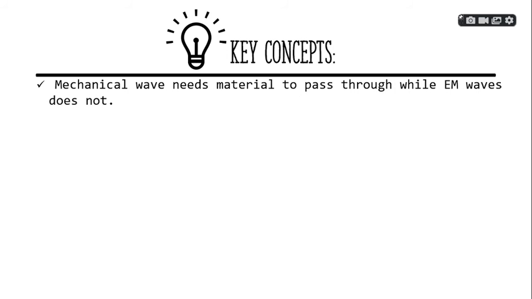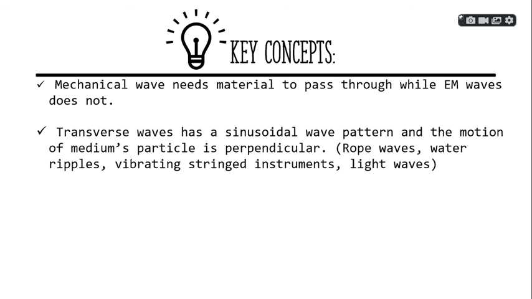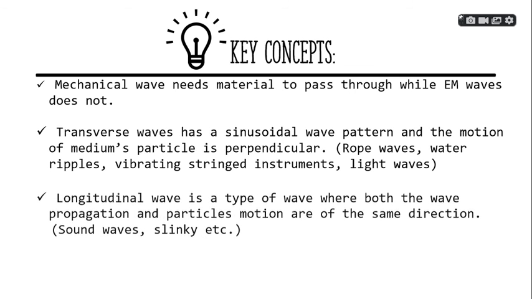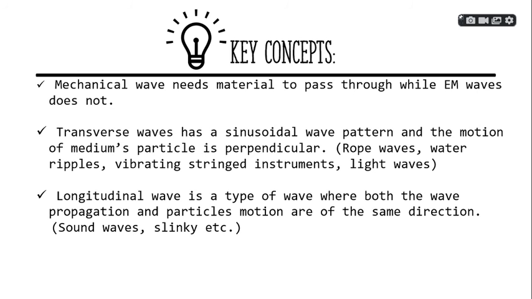Mechanical waves need material to pass through, while EM waves do not need material. Transverse waves have a sinusoidal wave pattern and the motion of the wave's particles is perpendicular. Some of its types are rope waves, water ripples, vibrating string instruments, or light waves. Longitudinal waves are a type of wave where both the wave propagation and particle motion are in the same direction. Sound waves and slinky are some of the best examples.